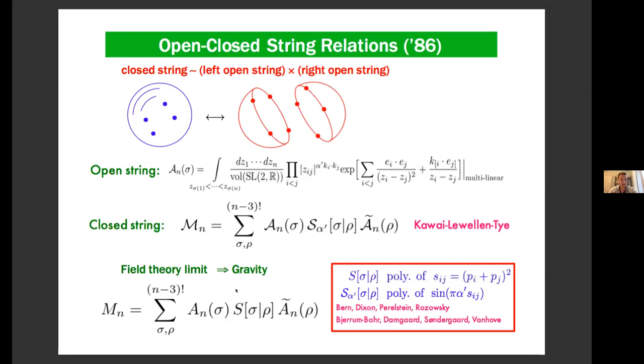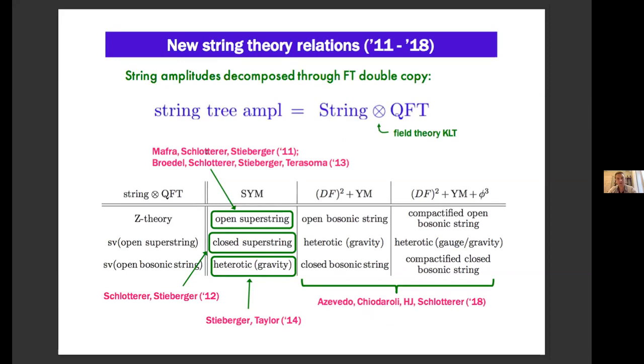But more recently, we have more interesting ways of doing calculations in string theory itself. Here I'm just flashing some of the more recent results. I will get back to it later on in this talk, but now we have many ways of doing string tree level calculations through some kind of double copy, which uses a string component and a QFT component. And the double copy is actually not the one originally described by KLT, but the field theory limit of the KLT. Doing this, you can draw this table here. It's a 3x3 table where you have the QFT series here and you have the string theories here.